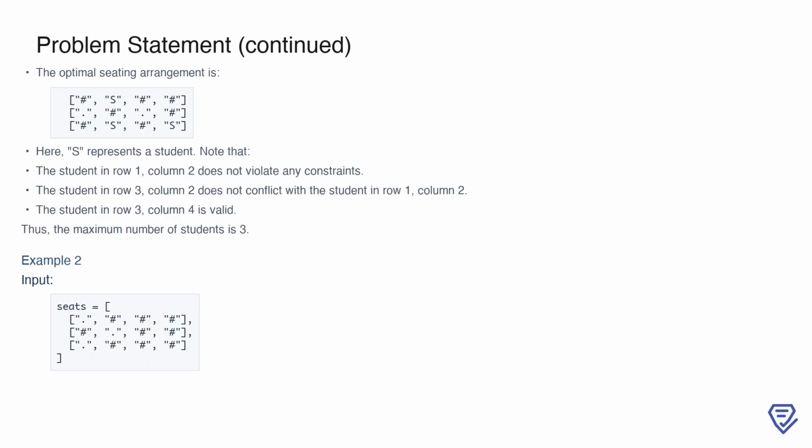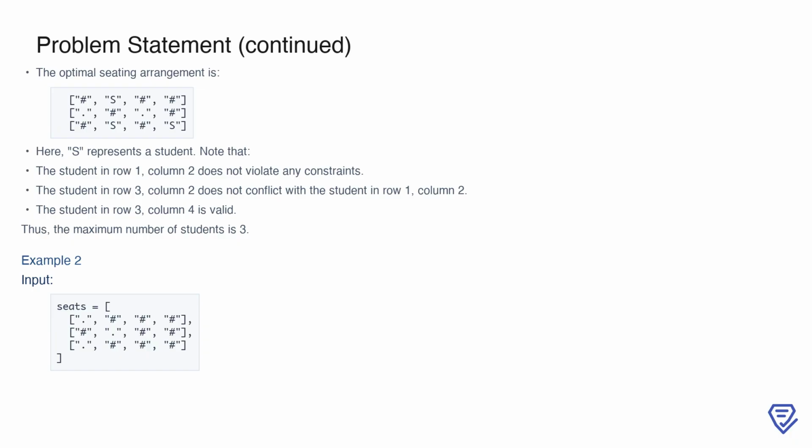The optimal seating arrangement for this example looks like this: hashtag, S, hashtag, hashtag, dot, hashtag, dot, hashtag, hashtag, S, hashtag, S. Here, we use the letter S to indicate where the students are seated. Notice that the student in row 1, column 2 does not violate any constraints, as there are no students in front, to their left, or diagonally in front. Similarly, the student in row 3, column 2 does not conflict with the student seated in row 1, column 2. Lastly, the student in row 3, column 4 is also seated without breaking any rules. This arrangement successfully places 3 students while adhering to all the constraints, which is the maximum number possible for this input.